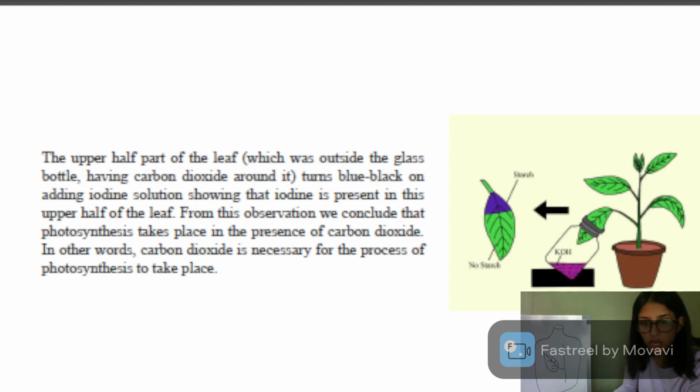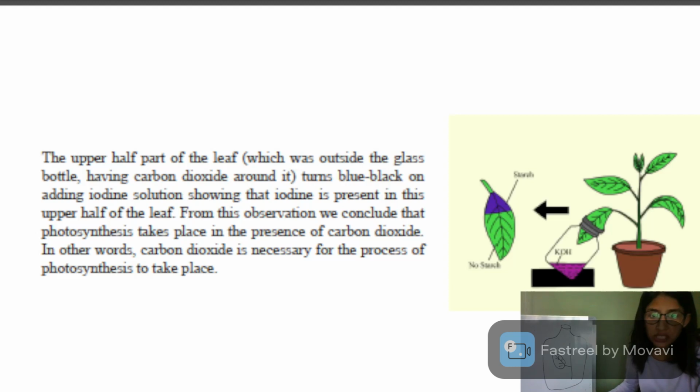Yes, so the upper part of the leaf, which was outside the glass bottle having carbon dioxide around it, turns blue-black on adding iodine solution, showing that starch is present in this upper half of the leaf. From this observation, we conclude that photosynthesis takes place in the presence of carbon dioxide, right? In other words, carbon dioxide is necessary for the process of photosynthesis to take place.